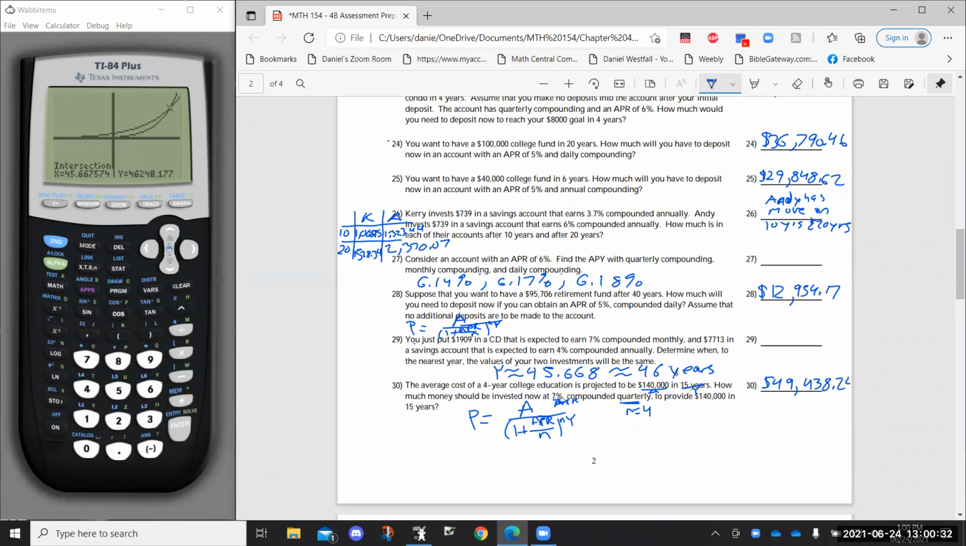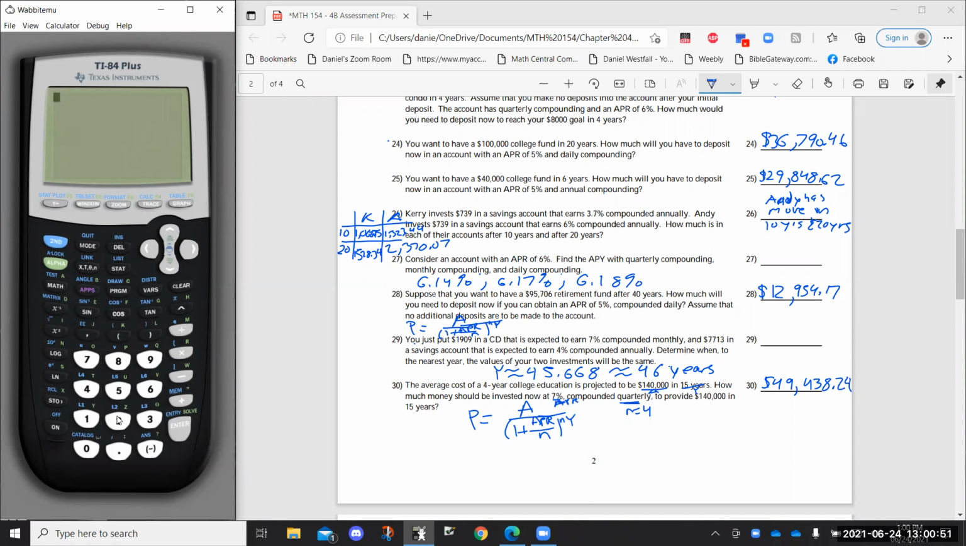$49,438.24. Now, you're using regular rounding rules in all of these situations, but just for instance, in this problem, I'm going to show you that you wouldn't want to round down in real life because you want to make sure you have at least $140,000 when you're done. You wouldn't really want to round down.